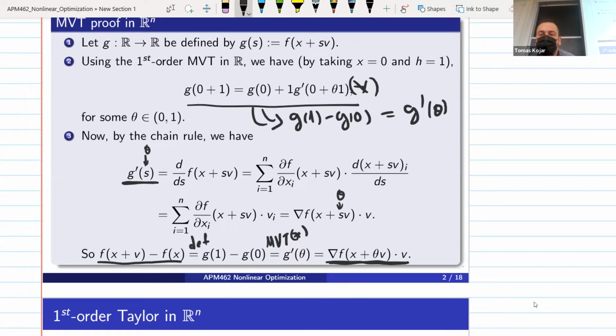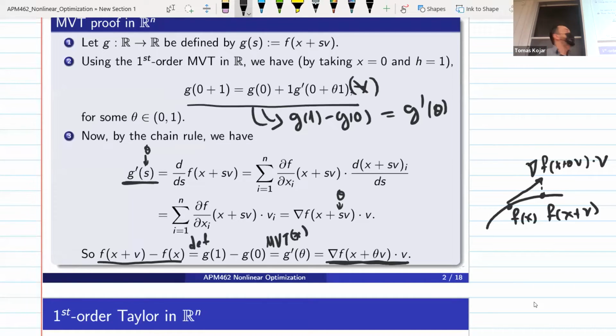So the picture you will always see is the following. This is f of x, this is f of x plus v, and this is the linear approximation. Let me write x plus v dot v. Okay, they're not identical. I mean, okay, let me just write f of x because they are identical. So when you take the derivative at x, you're almost close to f of x plus v. Okay? Is that okay?